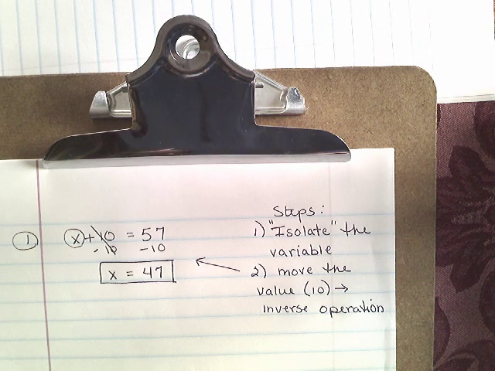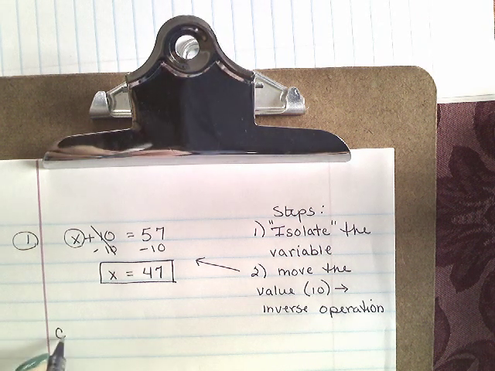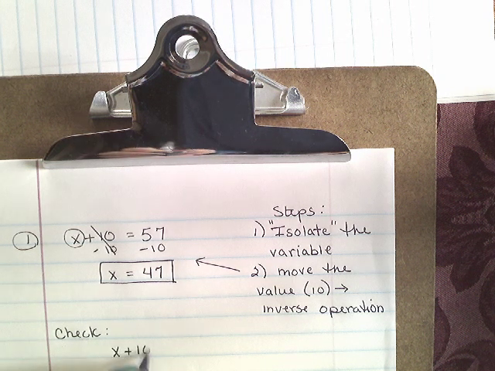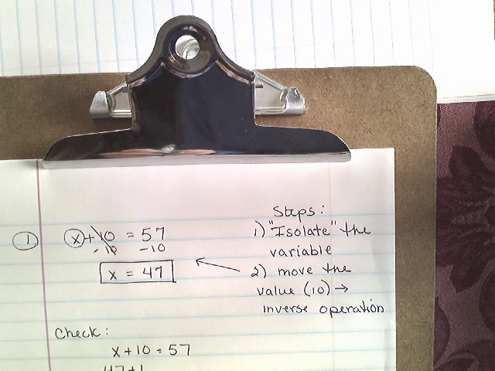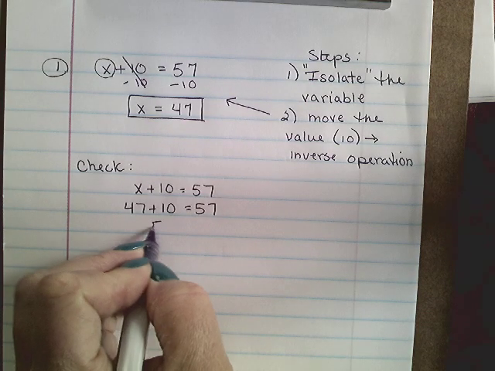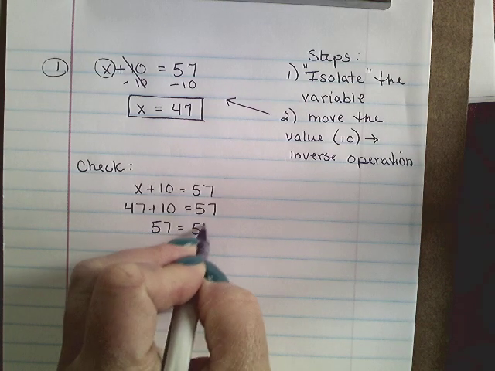Okay, example 1. Now you want to check your answer. So if I have x plus 10 equals 57, 47 plus 10 equals 57. Therefore, 57 equals 57. Check.